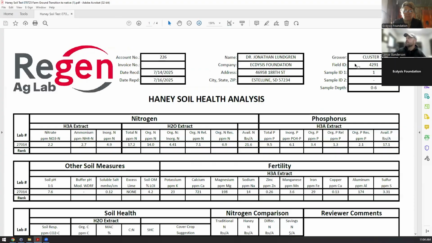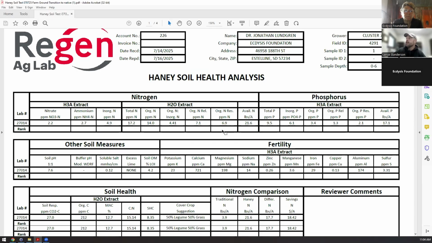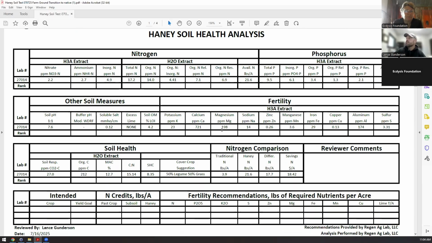So you'll notice up here on the top right, it says cluster 71, field 4291. That is the way your samples come to me. Again, we don't have any idea. So this is the Haney soil health analysis as we run it here at Regen Ag Lab.